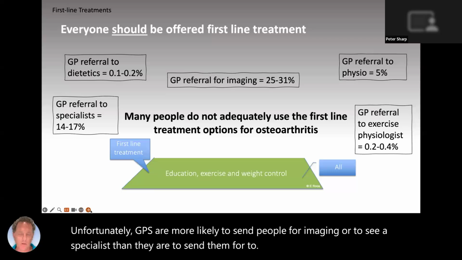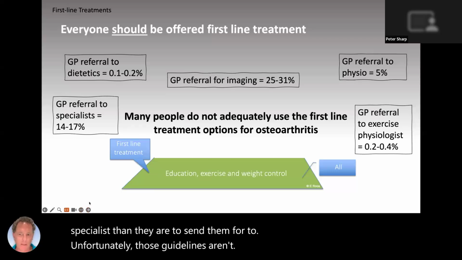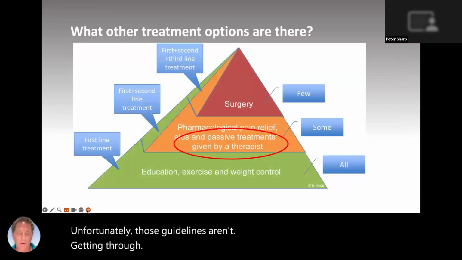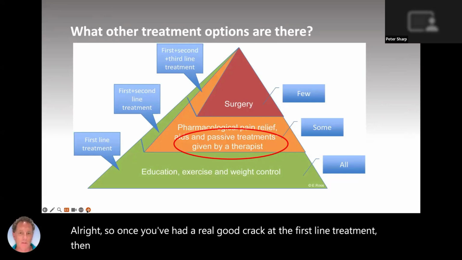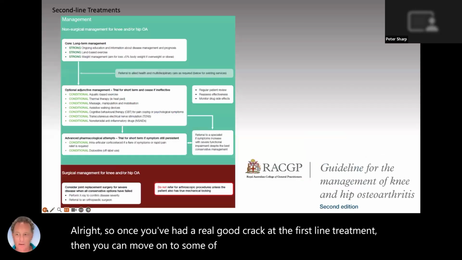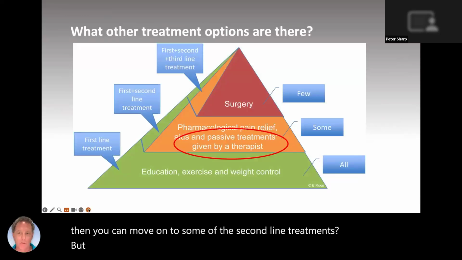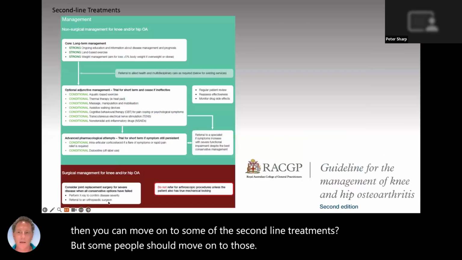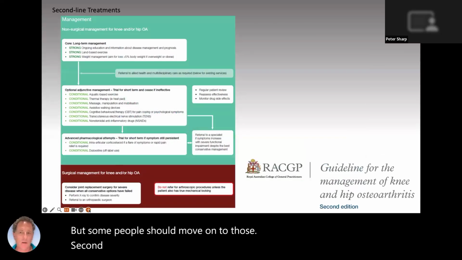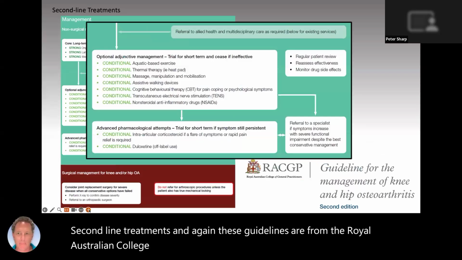So unfortunately, those guidelines aren't getting through. All right, so once you've had a real good crack at the first line treatments, then you can move on to some of the second line treatments. Not all people would need to do that, but some people should move on to those second line treatments. And again, these guidelines are from the Royal Australian College of General Practitioners.